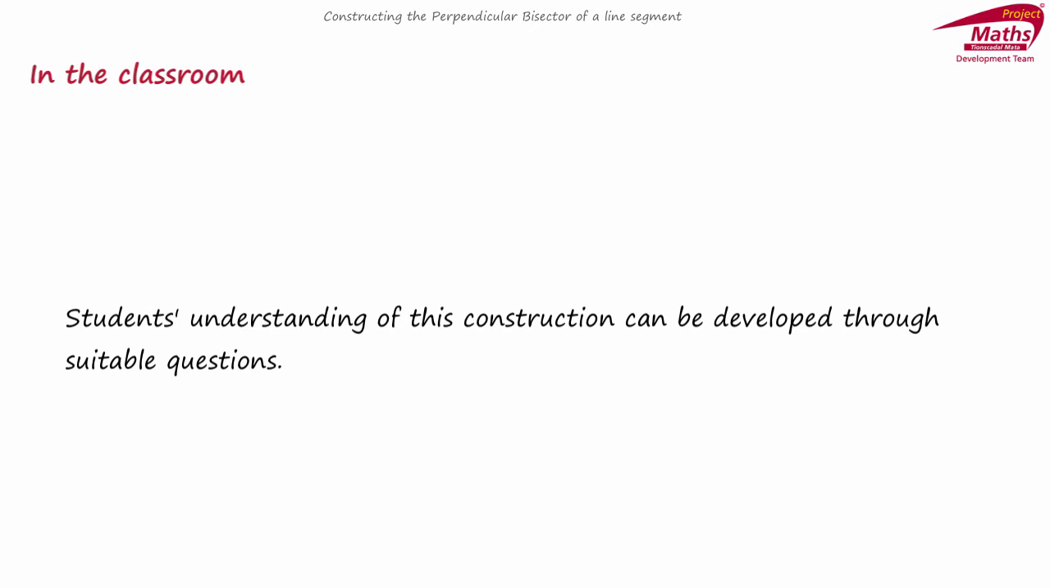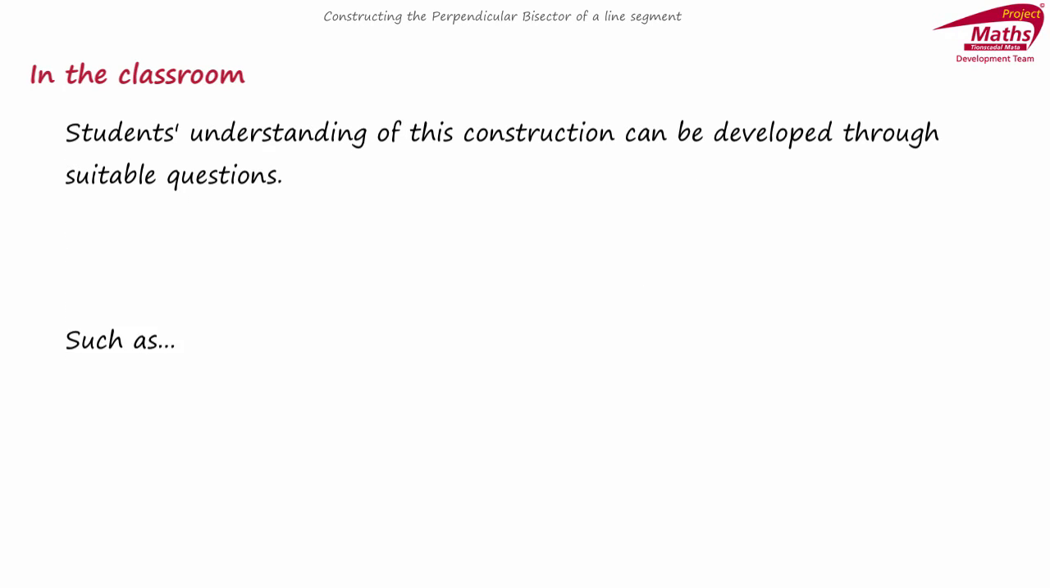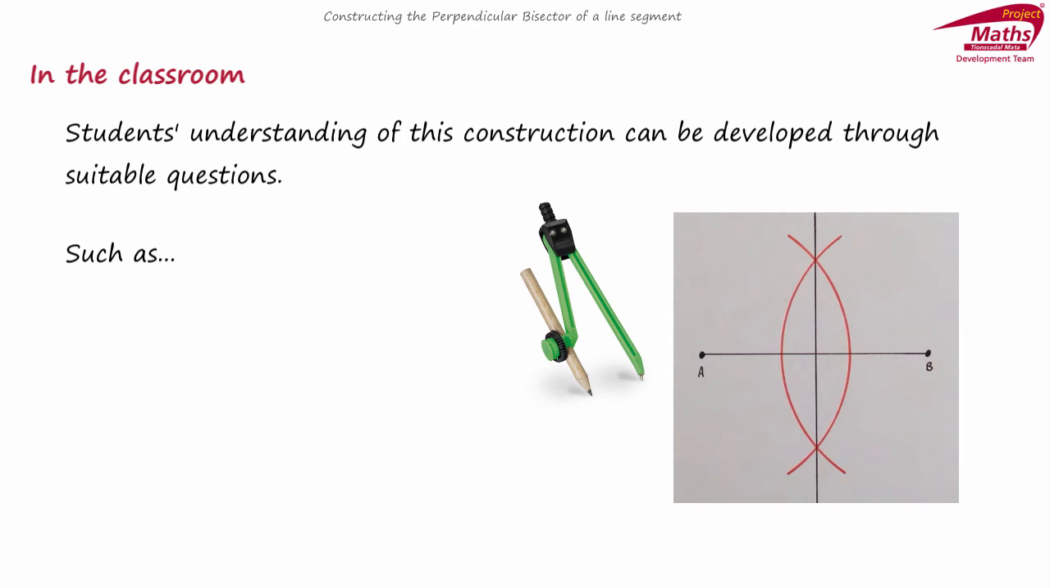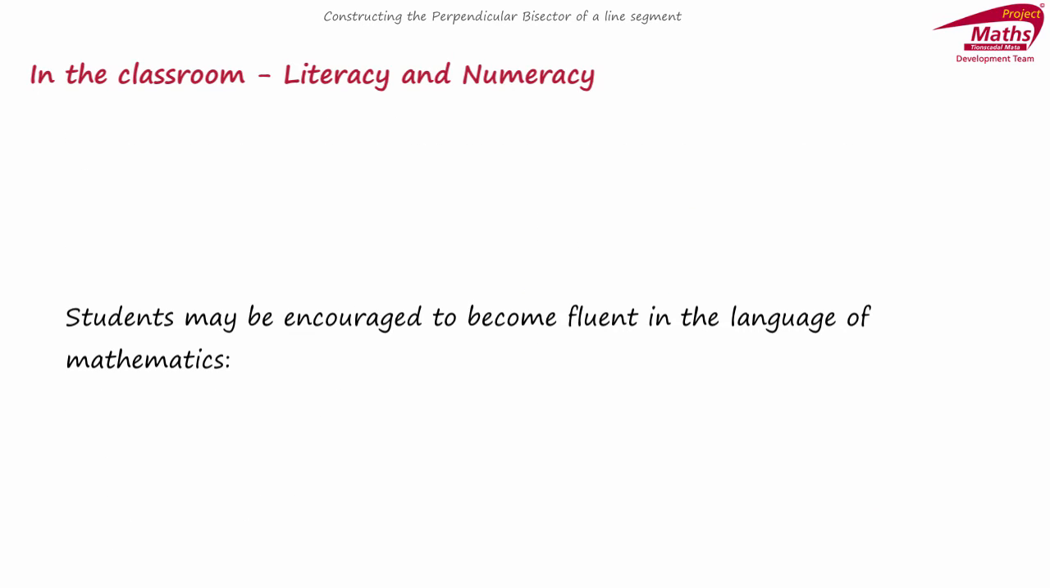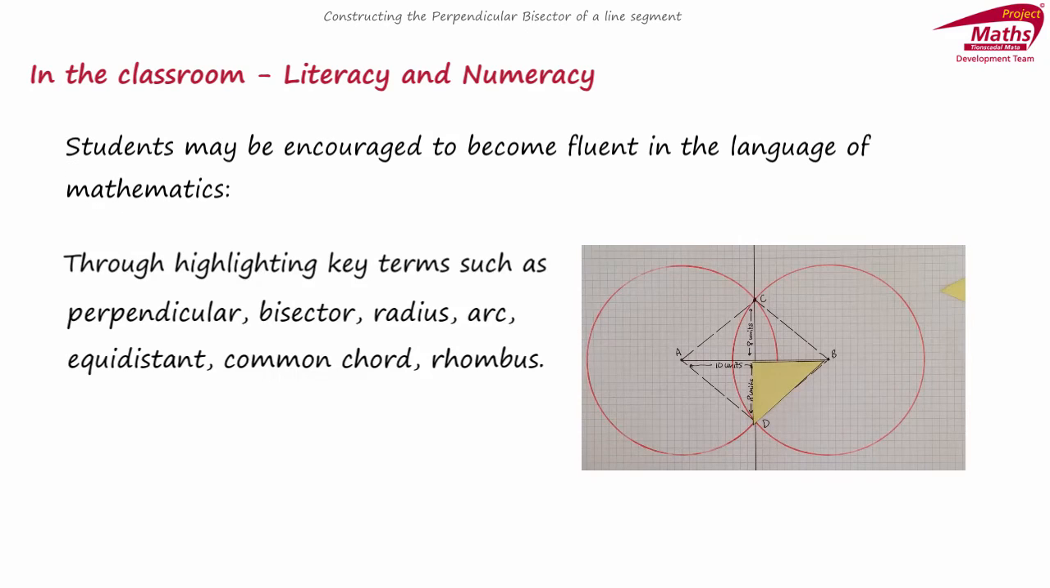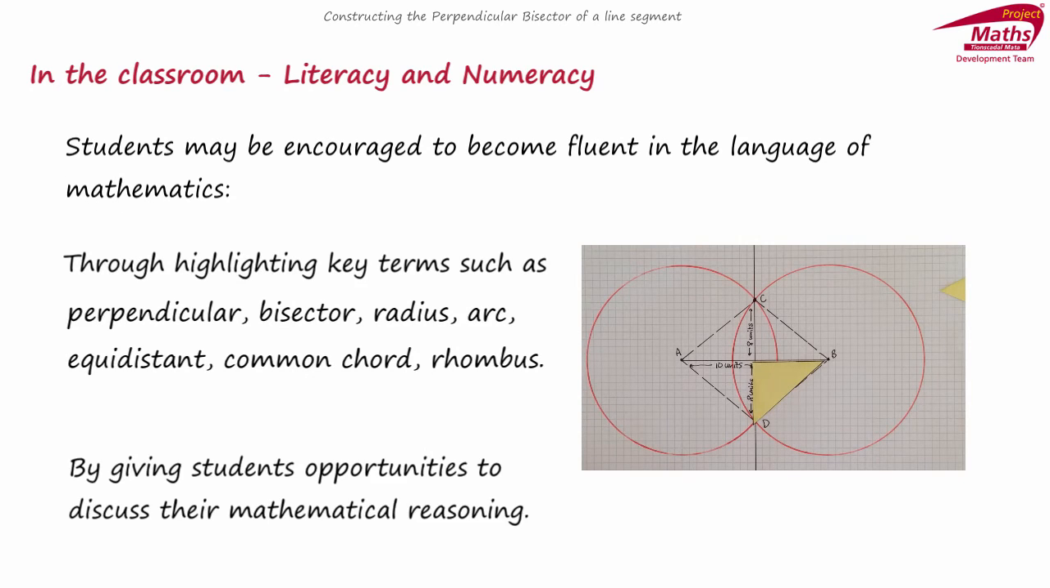Students' understanding of this construction can be developed through suitable questions, such as, can you explain why? What if? Is there another way to? How do you know that? Can you show that? Why is it useful? And students may be encouraged to become fluent in the language of mathematics. This could be done by highlighting key terms or by giving students opportunities to discuss their mathematical reasoning.